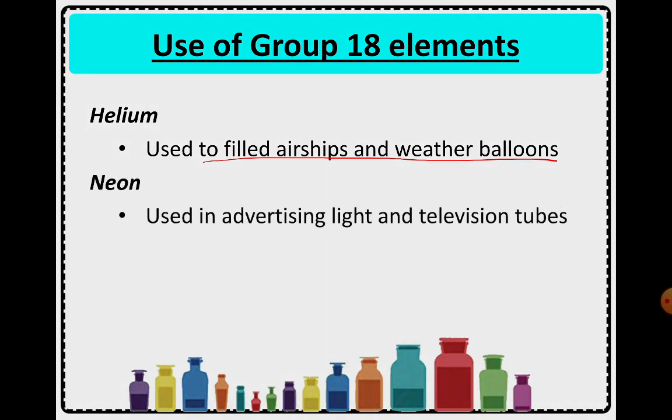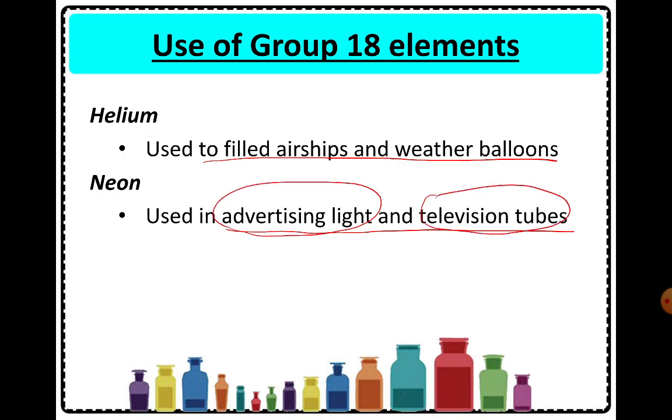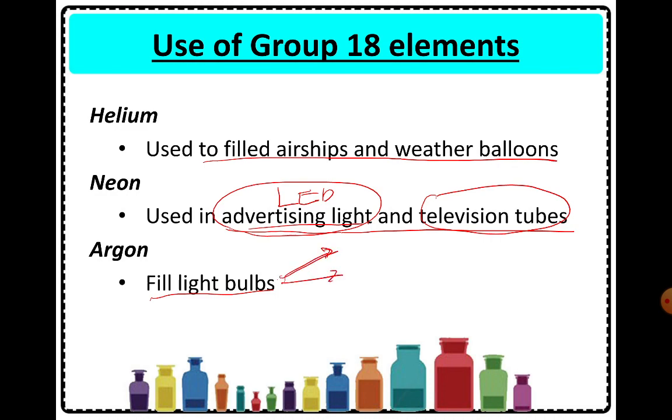Neon, used in advertising light and television tubes. Dulu banyaklah kita guna neon pada pub kadang-kadang untuk advertising light tu. Awak nampak sekarang kita banyak guna LED kan. Dulu kita guna neon dalam tu supaya apa? Tak nak bagi dia panas, jadi kita letakkan neon dalam tu. Neon ni gas lah. Argon, fill light bulbs dalam lampu pendaflor ataupun lampu biasa pun ada. Bila kita pecahkan, awak akan nampak ada gas keluar. Itulah gas argon.